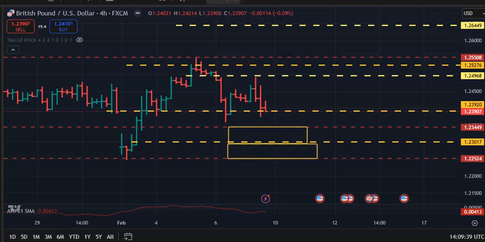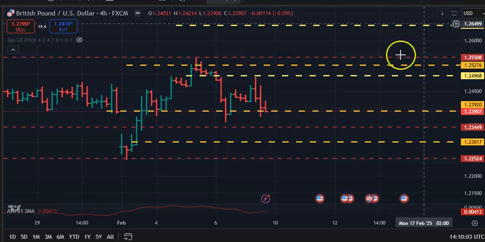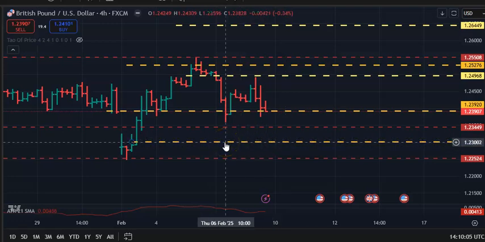How I play it this week, I'd really be doing it through the cross. I really wouldn't be doing it straight sterling dollar. But if I just use a simple, let's see, 120, 122, 123.59.